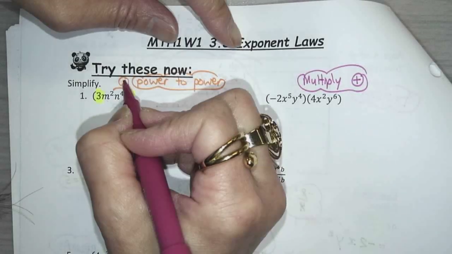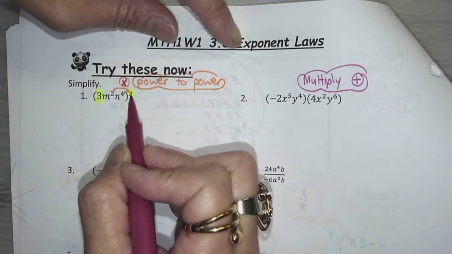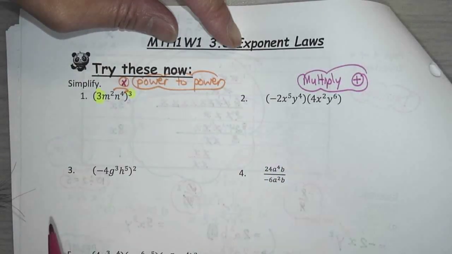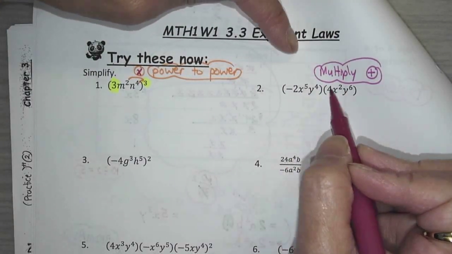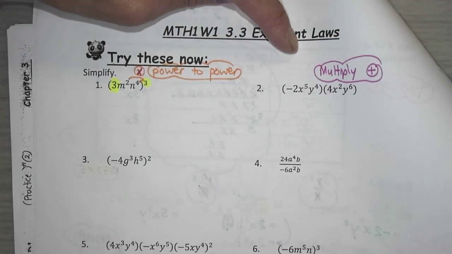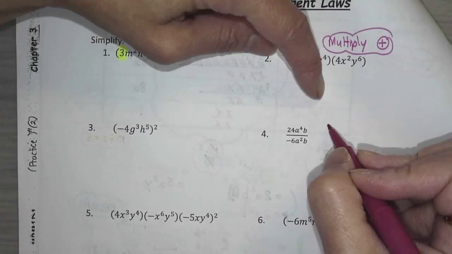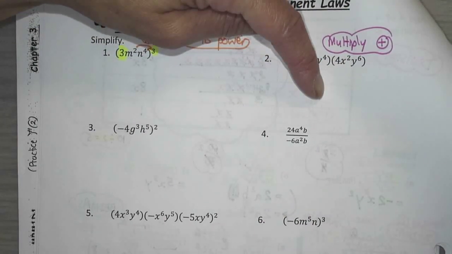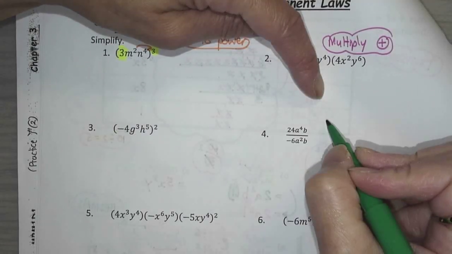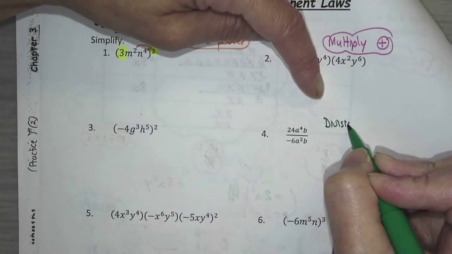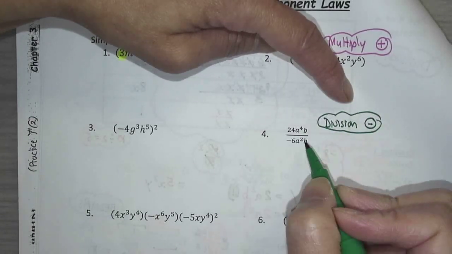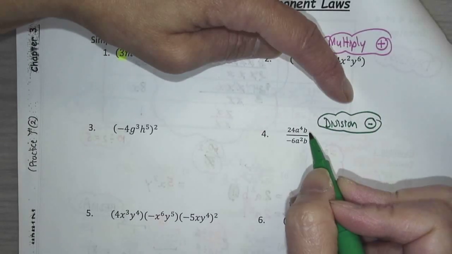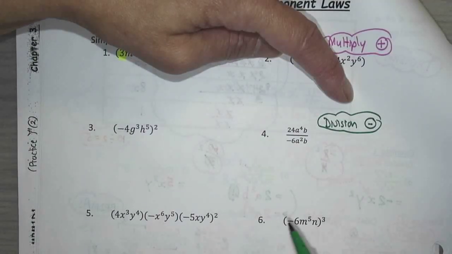Here, when we have power to power, we multiply those exponents. It's 3 2s. 3 times 2 would get me 6 of them. Here, when we have 5 and 2, we add them together. 5 plus 2 would get me 7. Okay, and then this one's division. With division, we're going to subtract. So that's my brain thinking division. We're going to go 4 minus 2, and then the 1 minus the 1.